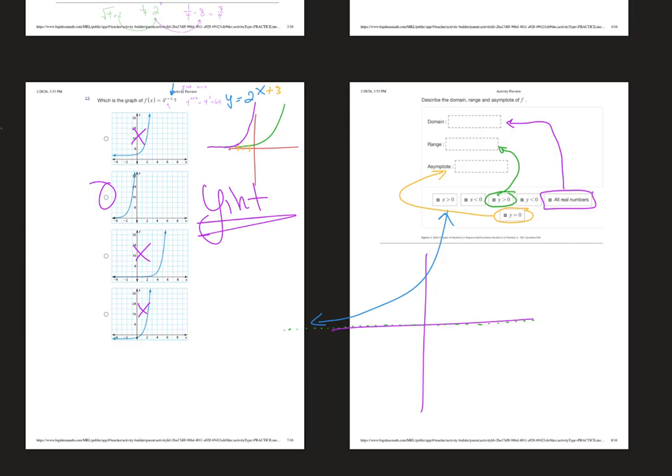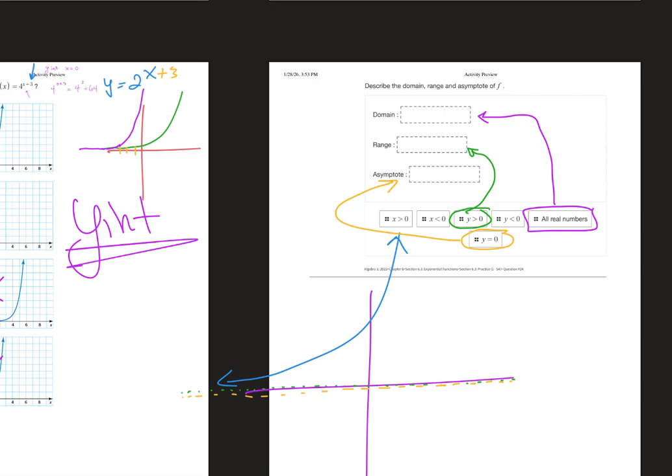Okay? An asymptote, like this green line and this yellow line, they're the same thing because they're both y equals 0. Okay, so the range describes what y can be.